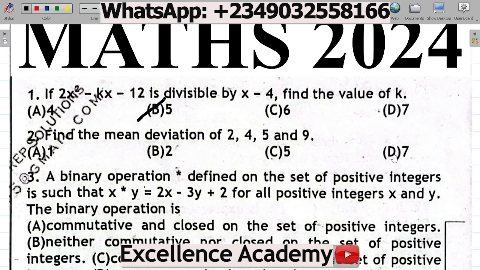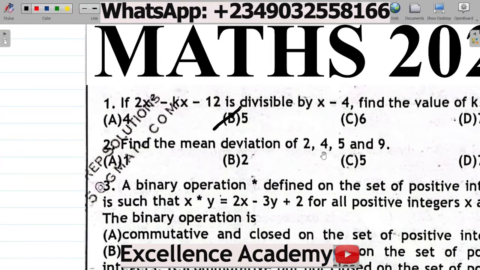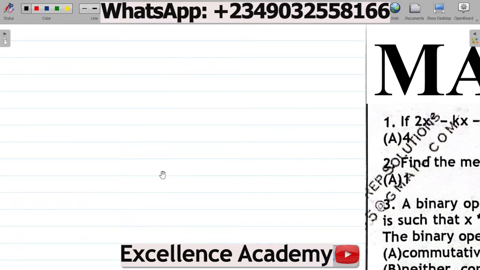All right. So how do we solve this particular question? Now, to solve question 2, let's first of all get the mean. The mean is usually x bar. X bar is equal to, you sum up the numbers there. The numbers I have there, 2, 4, 5, and 9. So let's sum them up.